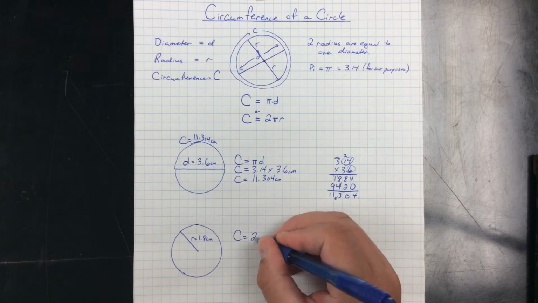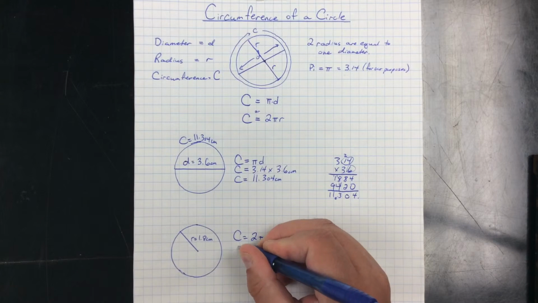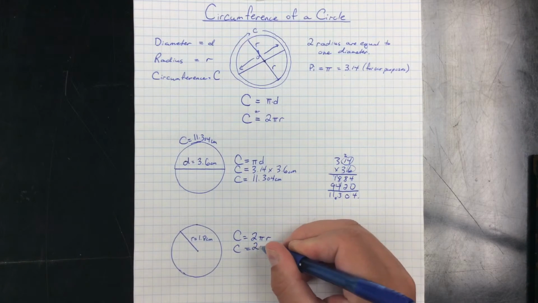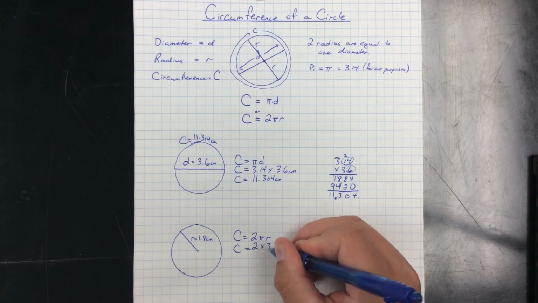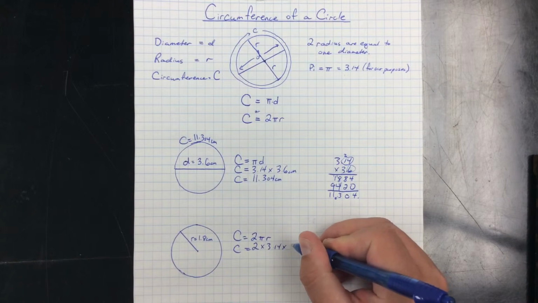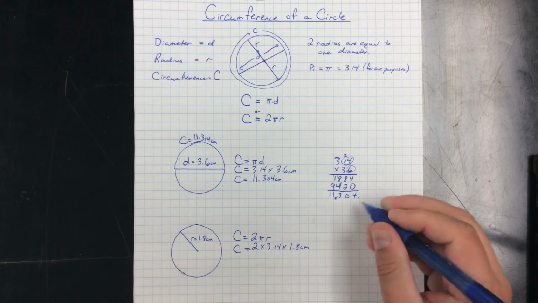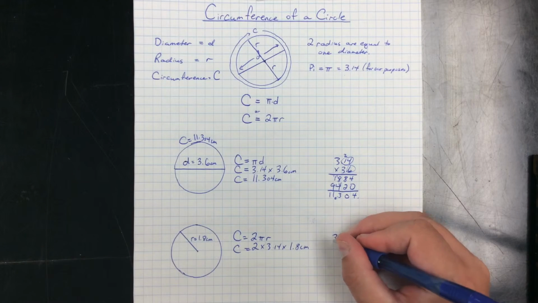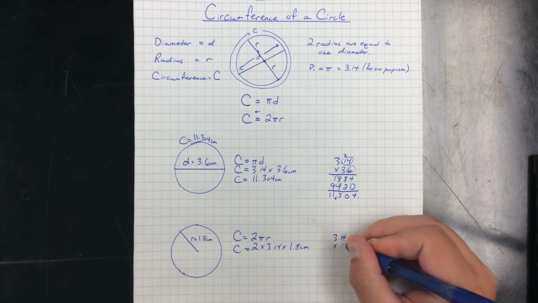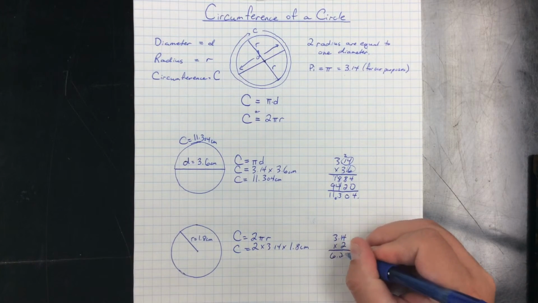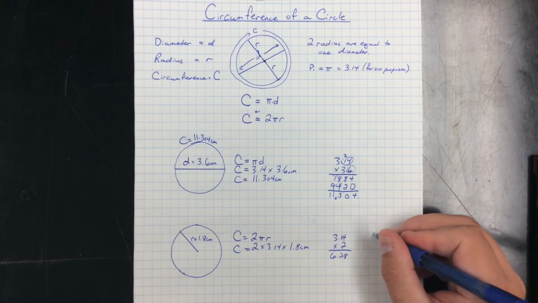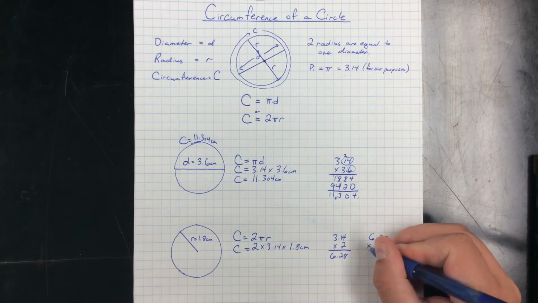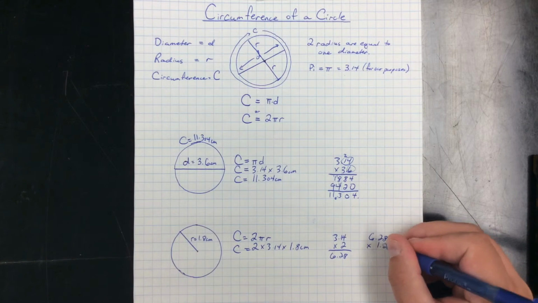Circumference is equal to 2 pi r. So circumference is equal to 2 multiplied by pi multiplied by a radius of 1.8 centimeters. So I'm going to start with 2 times pi first, 3.14. I'm going to multiply by 2 to get 6.28. Then I'm going to take my 6.28 and I'm going to multiply by my radius of 1.8.